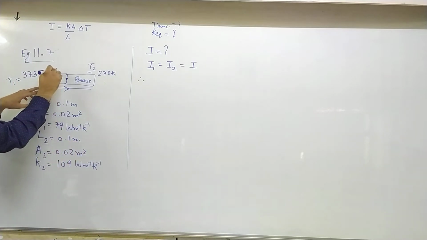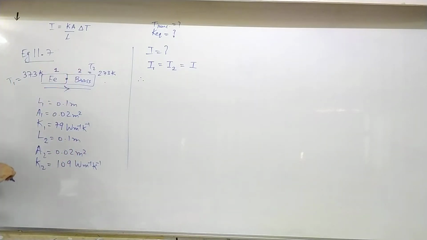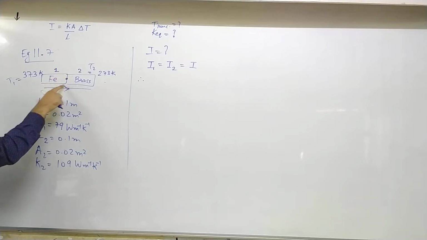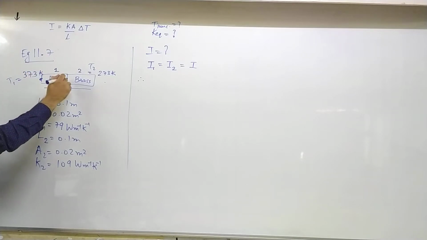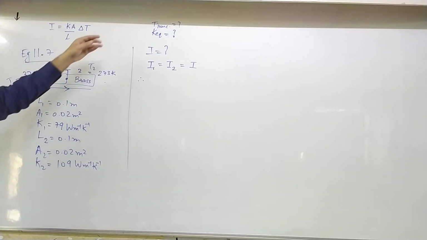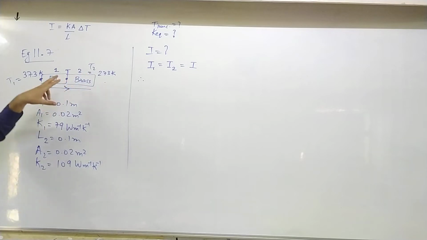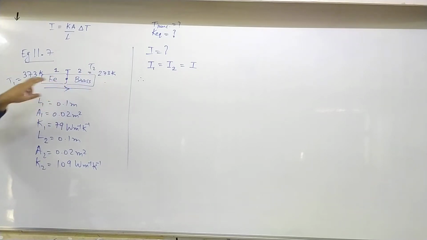Okay, so this is the first bar and this is the second bar. Heat current for I1. We definitely have no idea about the temperature of the junction at this point. We know this is T1 over here, but we don't know what's the temperature here, right? So let's say this is T, or you could say T of the junction. Let's say this temperature is T at the junction where these two are joined.